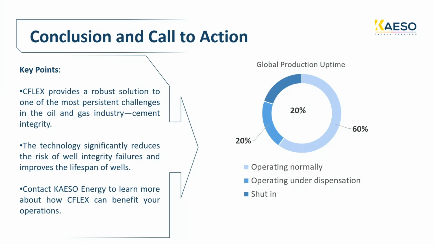In conclusion, when you look at the global production, you will see that in all the wells that were drilled, only 60% of these wells are operating normally. You will have 20% of these wells that will be operating on dispensation, and you will have 20% of these wells that will be shut in. And most of the times, they are working under dispensation or they are shut in because there is a well integrity problem, most of the times a cement integrity problem.